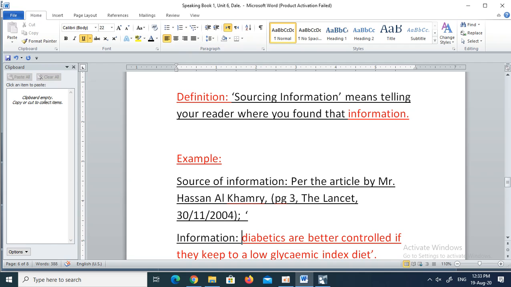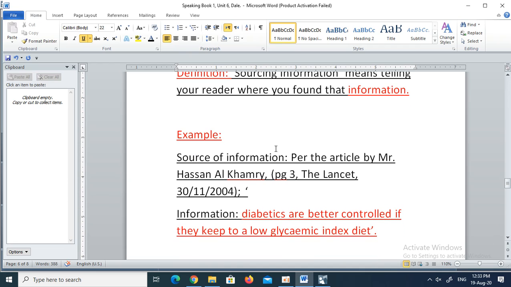All right. So we do not just give the information diabetics are better controlled if they keep to a low glycemic index diet. We also tell the reader that we got that information from Mr. Hassan Al-Khamri, who wrote an article for the Lancet, and it appeared on page 3 of the Lancet on the 30th of November 2004.